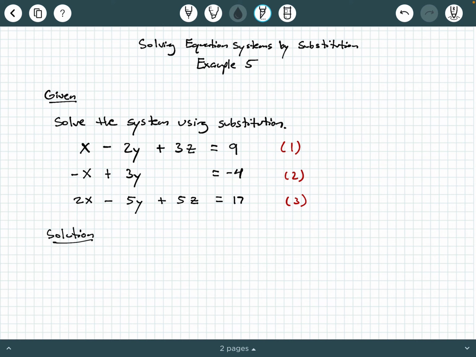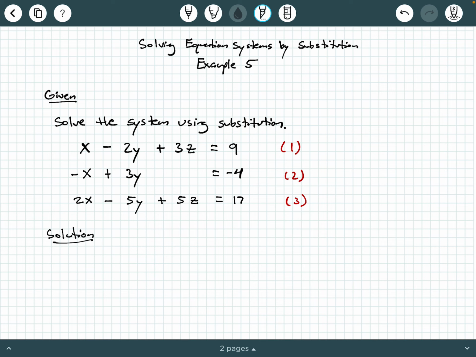One thing to notice is how I've written this in an organized way that can help us determine a good starting point. Notice that I've written all my terms with the variable x stacked on top of each other, all my terms with the variable y stacked on top of each other, and similarly with z. And if you notice, this second equation does not have a z term, okay?